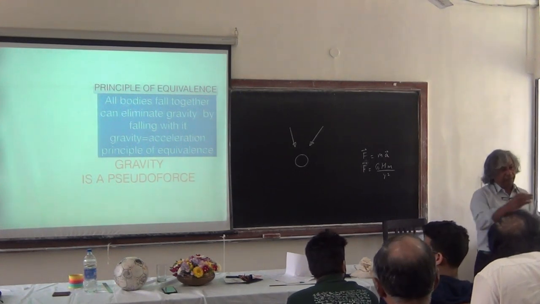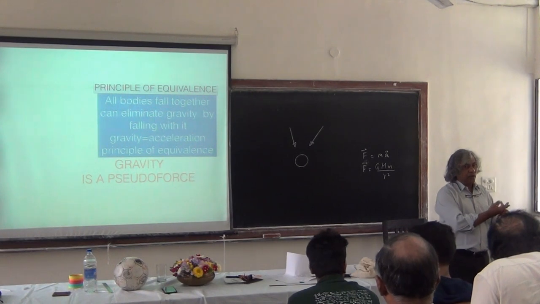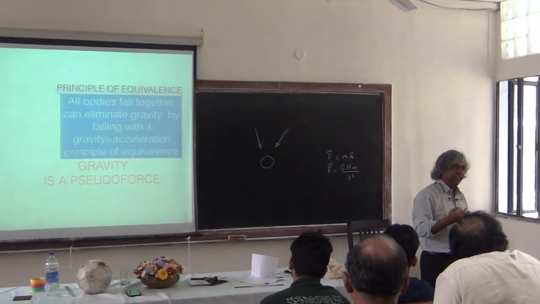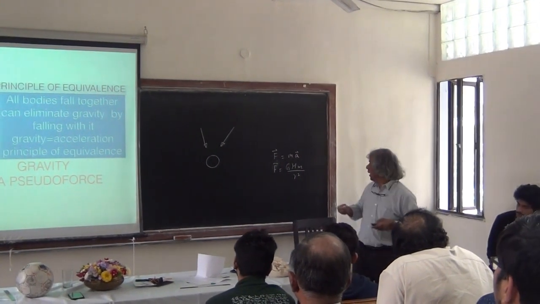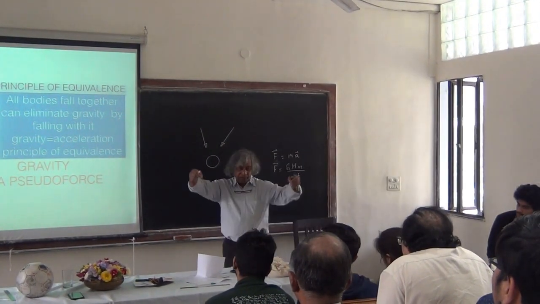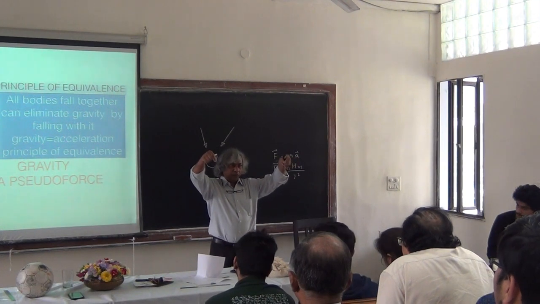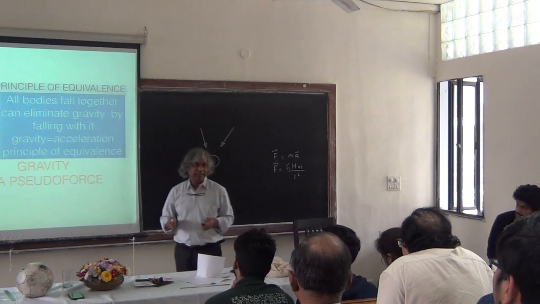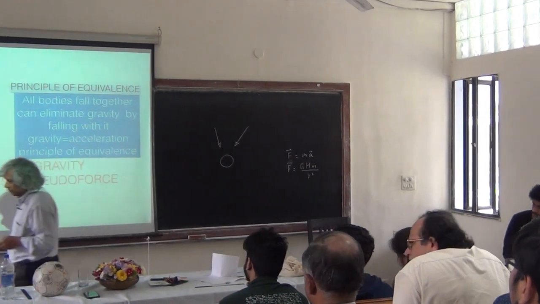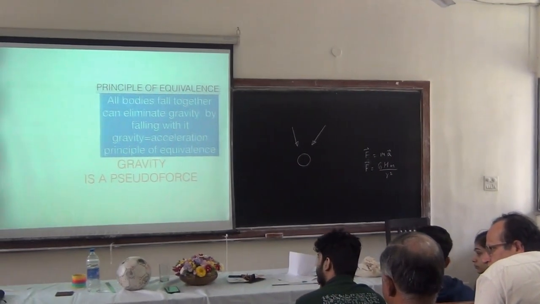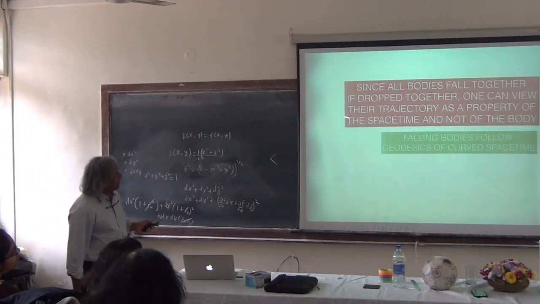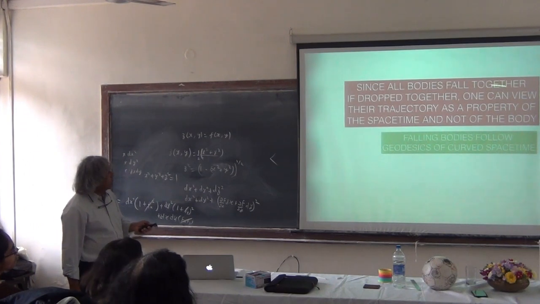But gravity is not fake in a global sense. When you have non-trivial gravitational fields, that is gravitational fields with gradients, you cannot eliminate it. So if you go to a large enough spaceship, you'll find that when you drop two objects, they don't fall in the same direction. They fall towards each other. Since all bodies fall together, what determines the trajectory is the property of the space-time and not of the body.